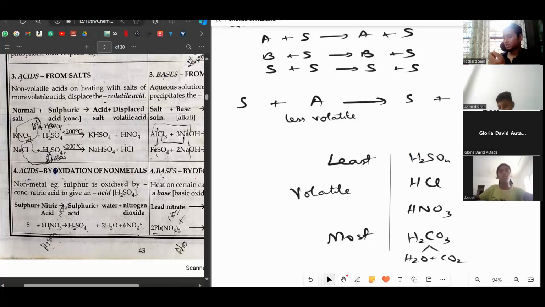Same if you want to make HNO3, you can use H2SO4 or HCl. To make H2CO3, you can use any of these three. Understand? So using a less volatile acid, you can make a more volatile acid. Okay. So now look at the reaction over here. H2SO4. From H2SO4, what are they making? HNO3. Is it possible? Yes, because H2SO4 is the least volatile. Right. Yes, same way H2SO4 can also be used to make HCl.